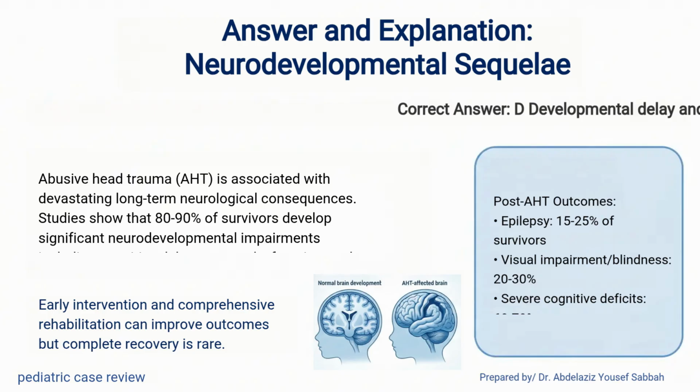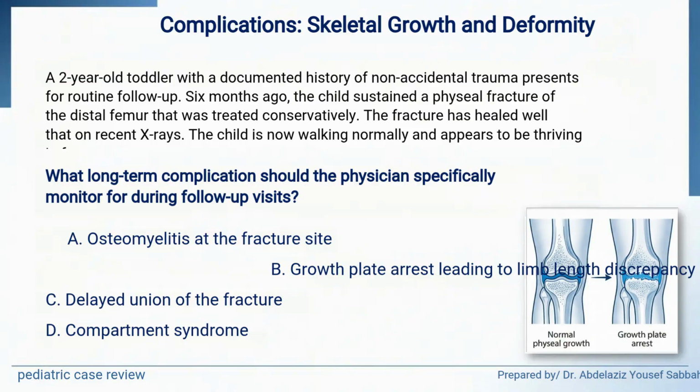But complete recovery is rare after severe abusive head trauma. Case 14. A 2-year-old toddler with a documented history of non-accidental trauma presents for routine follow-up. 6 months ago, the child sustained a physeal fracture of the distal femur that was treated conservatively. The fracture has healed well on recent x-rays. The child is now walking normally and appears to be thriving in foster care. What long-term complication should the physician specifically monitor for during follow-up visits?